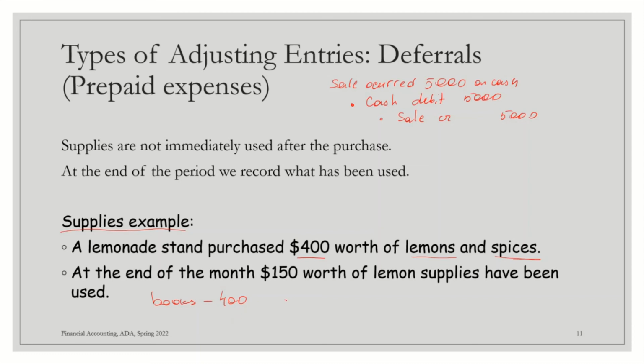So we have to make an adjusting entry to show the reduction of $150 worth of supplies. So our books should show not 400. It has to show now $250 worth of supplies, and for that we will have to do adjusting entries. Yeah, so that's the introduction to what is going to happen.